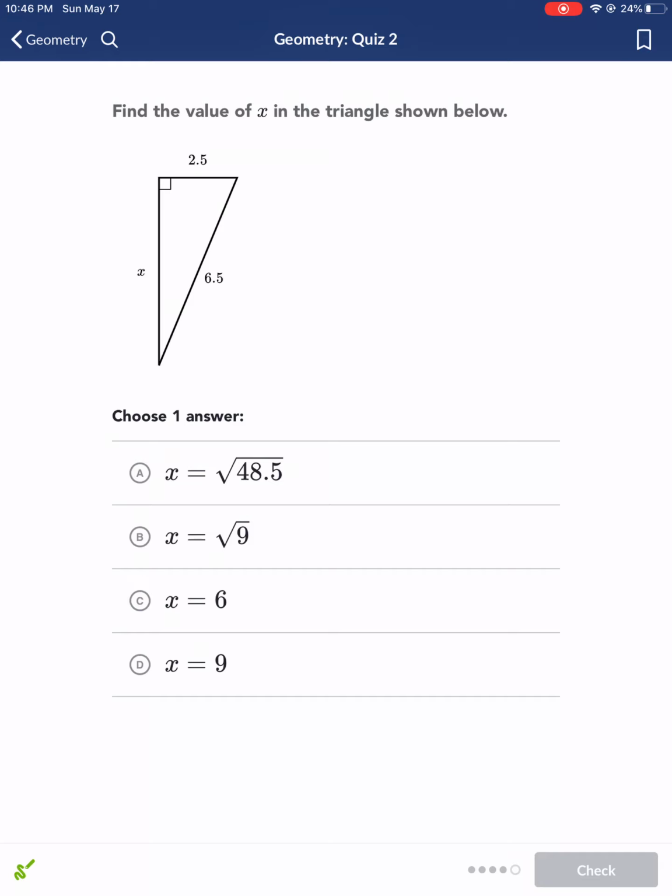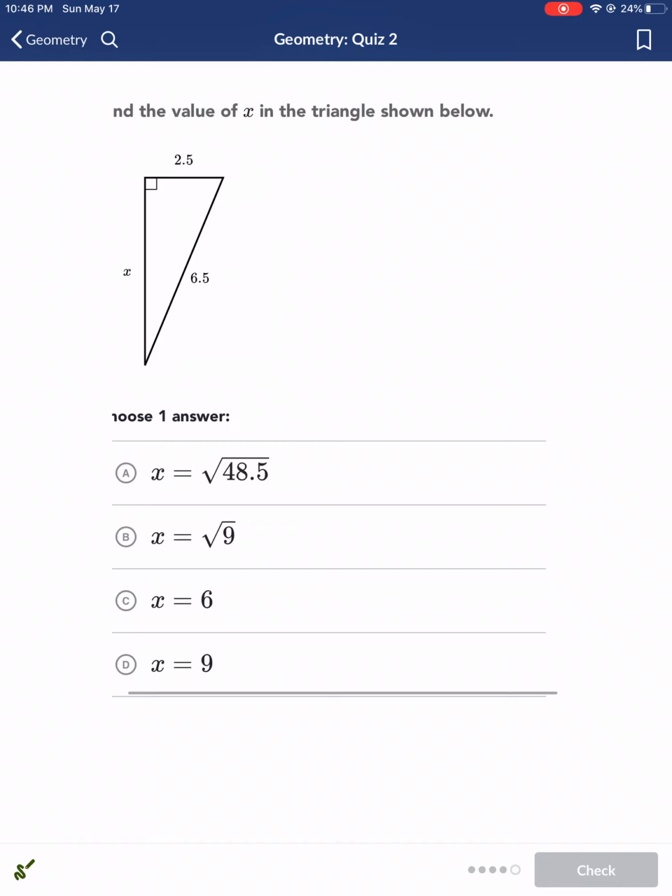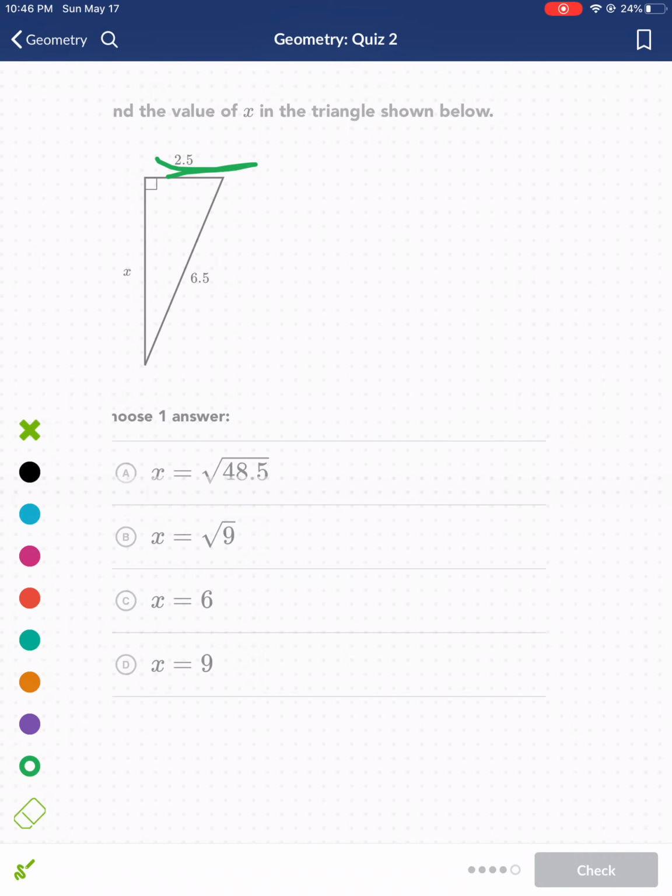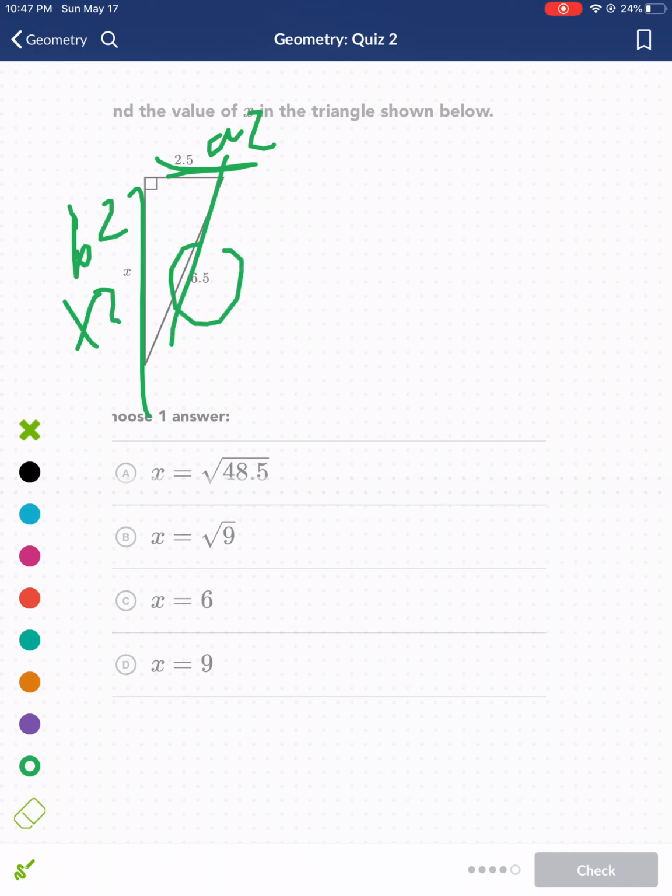Find the value. So this one is what we've been working on, just with decimals. So feel free to use your calculator here. And remember that this is our a squared. This would be our b squared, but it'd actually be x squared would equal c squared. And I'm just going to guess an answer choice.